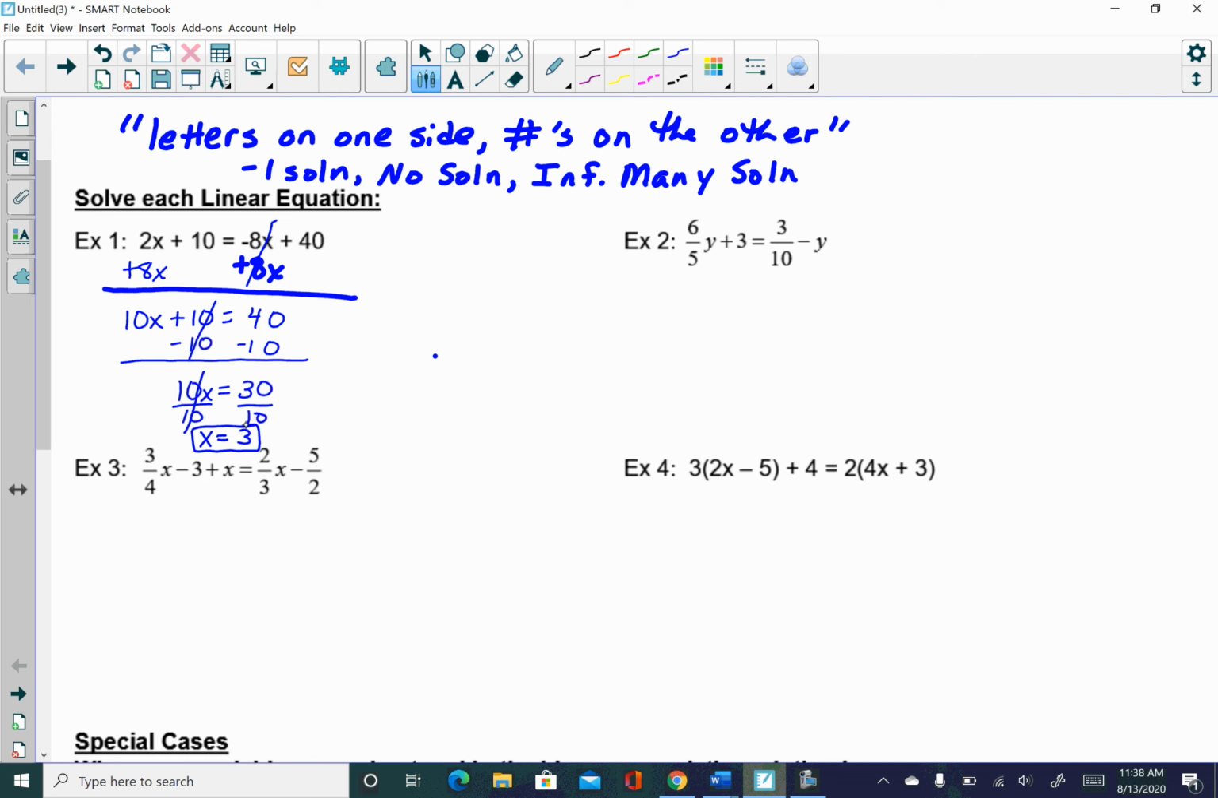Final answer. Now, I'm going to show you this on the first problem. Anytime you solve an equation, you can always go back and check yourself. And the check is very straightforward. You just take your original equation, so I have 2x plus 10 equals negative 8x plus 40. And everywhere I see an x, I plug in what my solution was. So here my solution is 3, so I'm going to plug in 3 for all my x's.